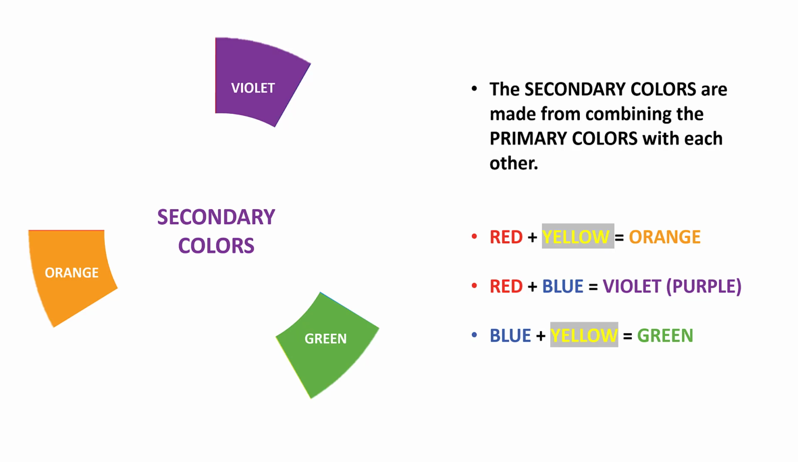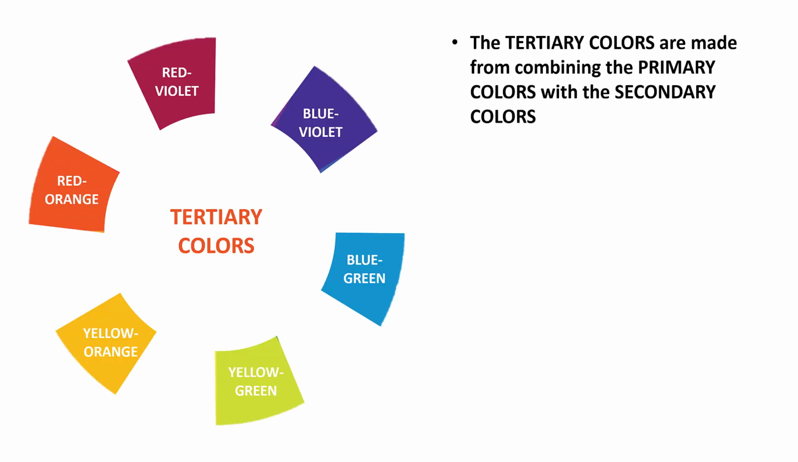But what about those tertiary colors? Well, let's look at those. There's 6 of those. And the way we get the tertiary colors is by mixing red, yellow, and blue, the primary colors, with the different secondary colors. So we mix red, yellow, and blue with orange, violet, and green. And when we do, we get 6 more colors.